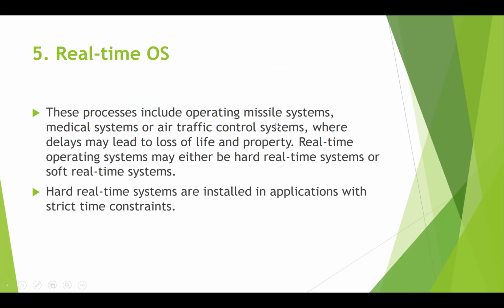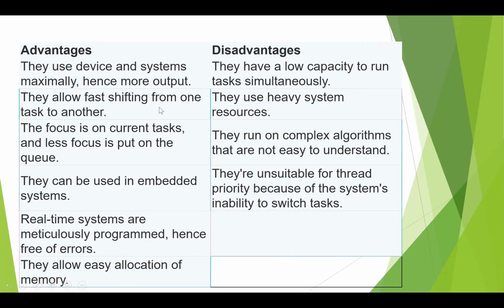This process includes operating systems, missile systems, medical systems, or air traffic control systems where delays may lead to loss of life and property. Hard real-time systems are installed in applications with strict time constraints. Advantages and disadvantages of real-time OS: they use the device and system maximally, and they can run a low number of tasks simultaneously. They allow fast shifting from one task to another, but it uses heavy system resources. That is a disadvantage. The focus is on current tasks, with less focus put on the queue, and it runs on complex algorithms that are not easy to understand.